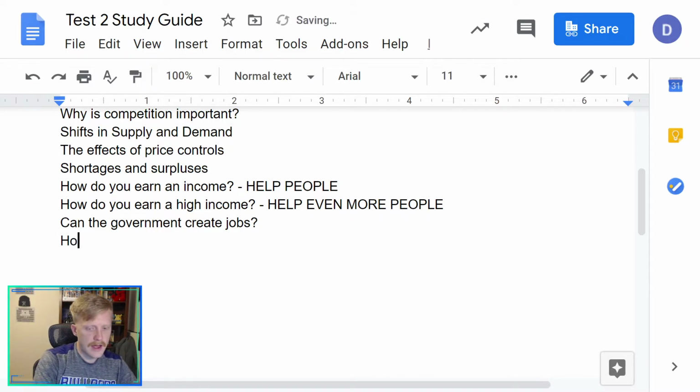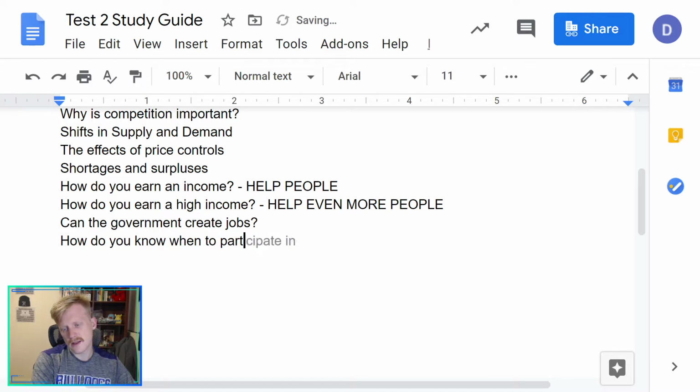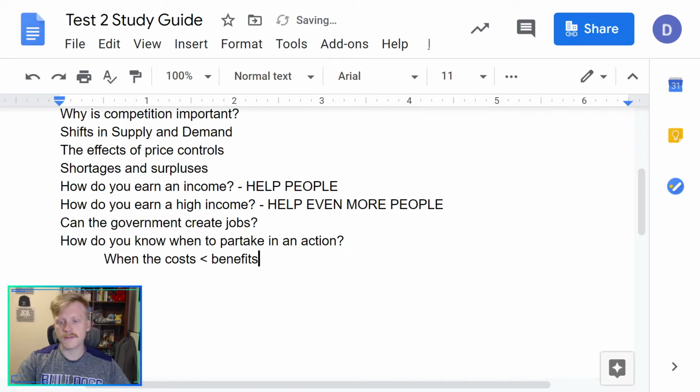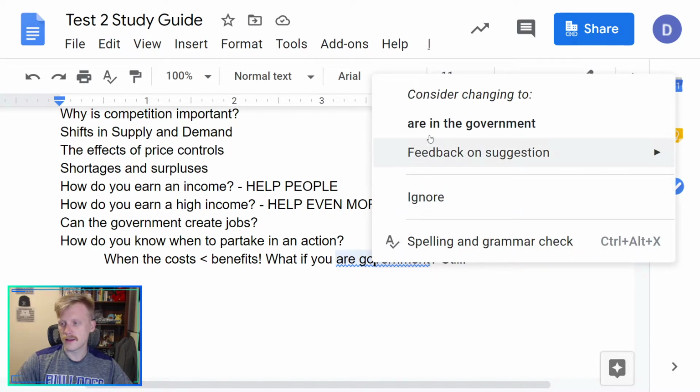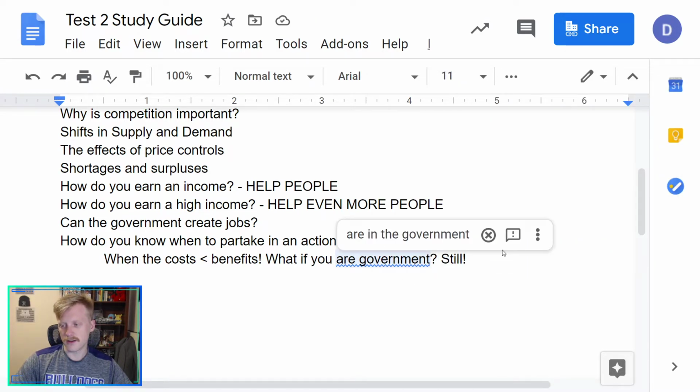How do you know when to partake in an action? When the costs are less than the benefits, right? So long as your benefits are greater than your costs, you're good to go, right? What if your government... when your costs are less than benefits? I'm going to leave that there, even though I hate it. I'm just going to ignore it.